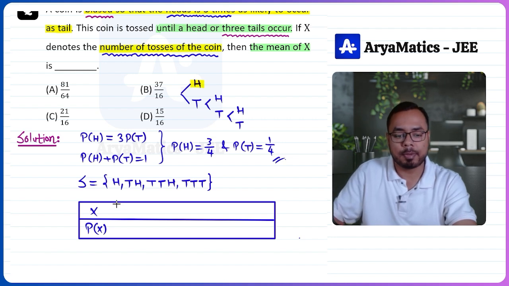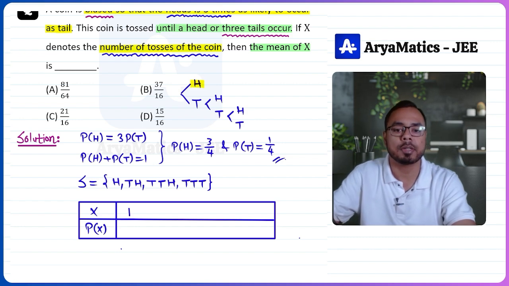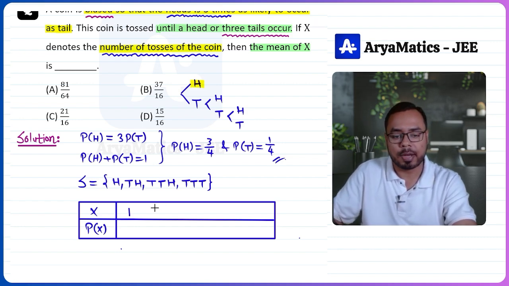So one possibility will be that x is 1. If the first toss has resulted in head, there will be only one toss. We'll see what the probability of that one is.